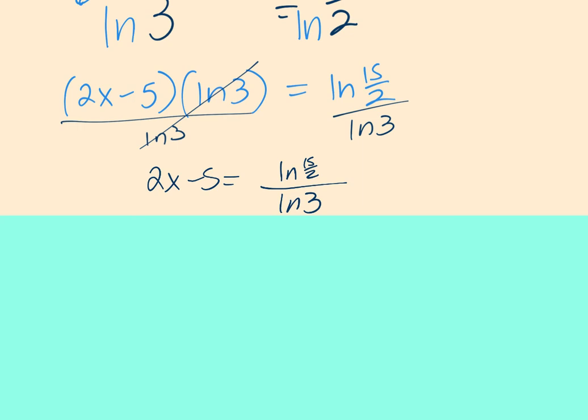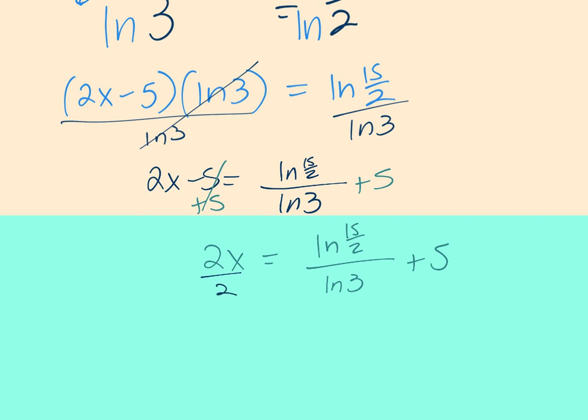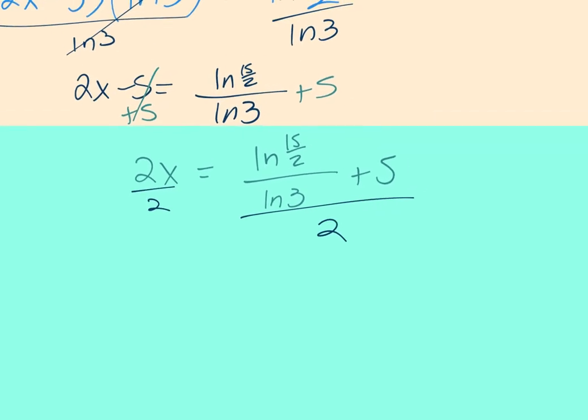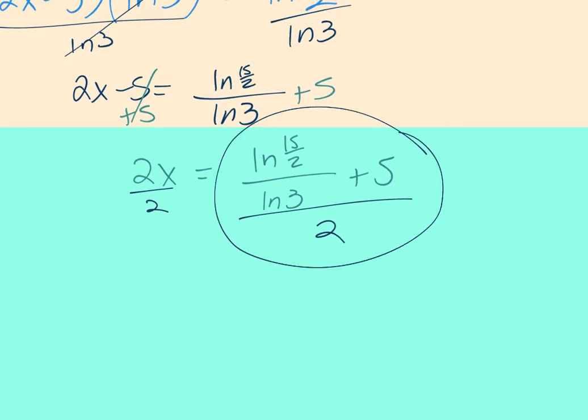Then what? Add the 5. ln of 15 over 2 over ln of 3 plus 5. Then what? Divide by 2. So that whole thing is going in my calculator.